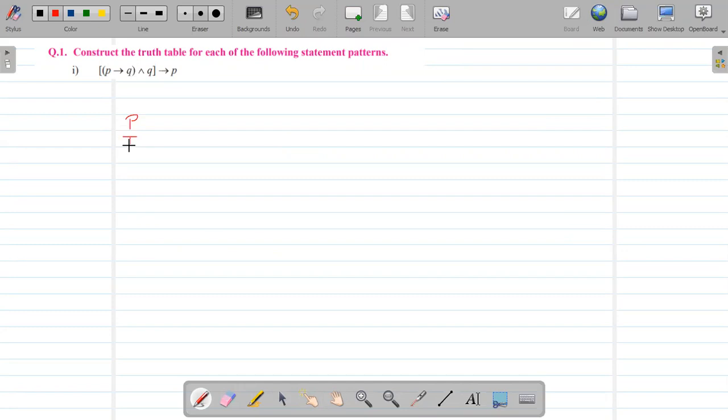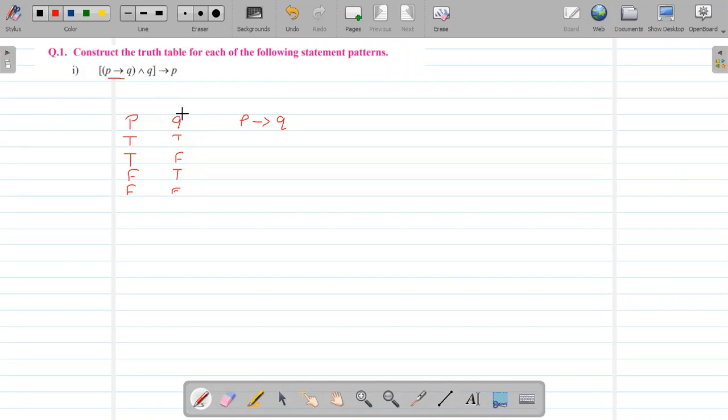True, true, false, false. Okay, then what is the table of Q? True, false, true, false, alternating. Okay. Now first, always remember which part we are going to solve? The bracket part, right. So we will solve the bracket part, P implies Q. So let us solve.